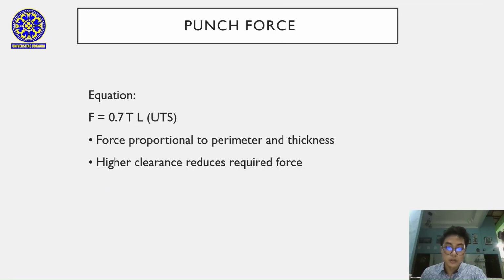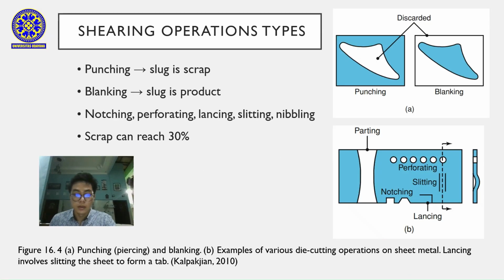Punching force is proportional to the shear area and the ultimate tensile strength of the sheet. Sufficient clearance reduces force requirements but compromises edge integrity. Conversely, very low clearance yields improved edge smoothness but increased force demand and tool wear. Cutting variants include punching, where the slug is scrap, and blanking, where the slug becomes the product. Notching, perforating, lancing, slitting, and nibbling further extend process capability. Scrap ratios can reach 30%, thus optimizing sheet layout is critical for material efficiency.